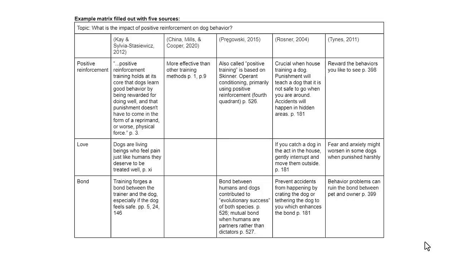For example, let's take the idea labeled bond. Kate and Sylvia Stashowitz say about this idea that training helps to form a bond between the dog and the trainer. China, Mills, and Cooper say nothing about this idea, so that cell is left blank. Progofsky says the bond between dogs and humans made both species successful, and that we can recreate that bond by being partners with our dogs. Tynes, 2011, says that behavior problems can ruin the bond.